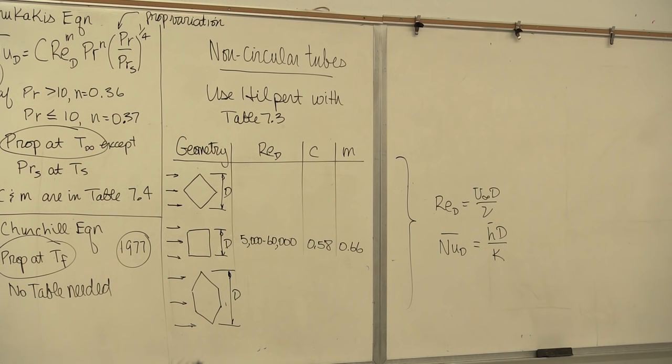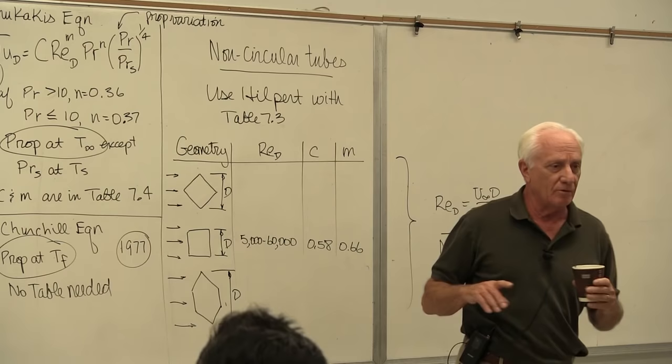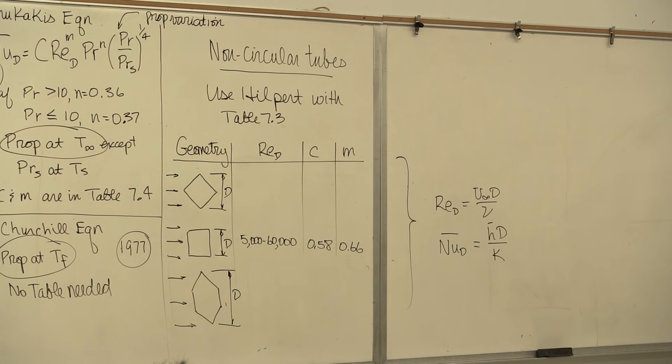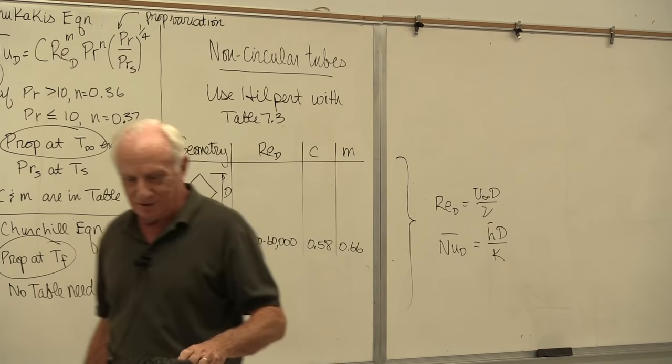What is D in these pictures of this tube? It's the distance from the uppermost point to the lowermost point. Top to bottom here. That's how they define the Reynolds number and the Nusselt number. There's nothing magic about that dimension in the Reynolds number.